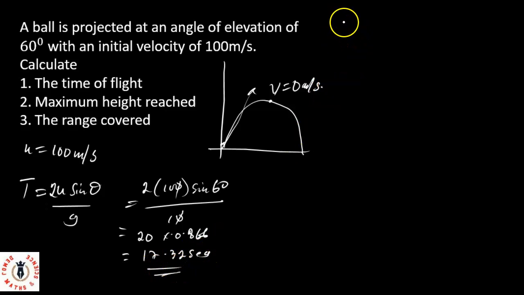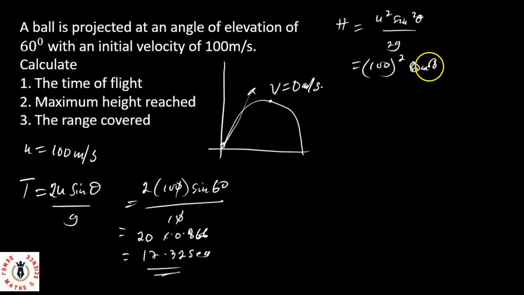Now the maximum height reached, h. We can always get the maximum height reached from our formula also. You can just plug this into u squared sine squared theta over 2g. That equals 100 squared, that's u squared, times sine squared theta, that's 0.866 all squared. You can plug that into your calculator and you will get the same thing as our final height, which is 375 meters.